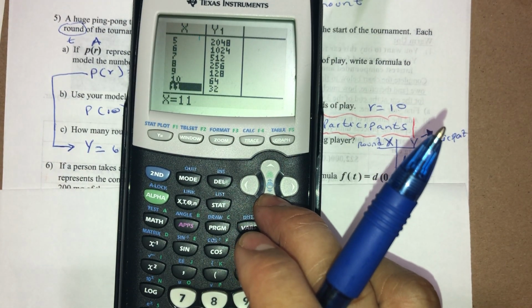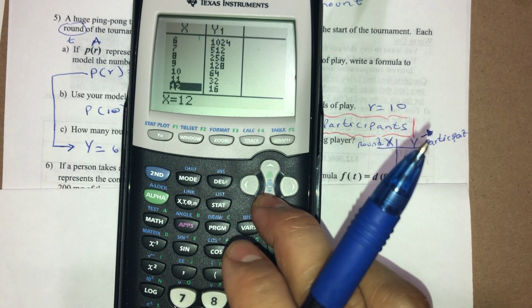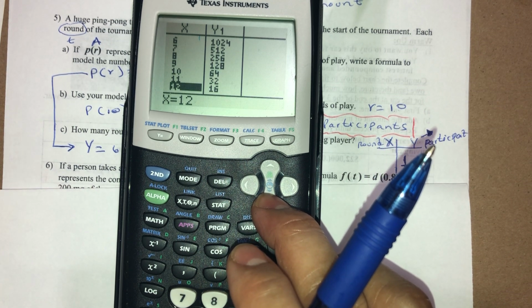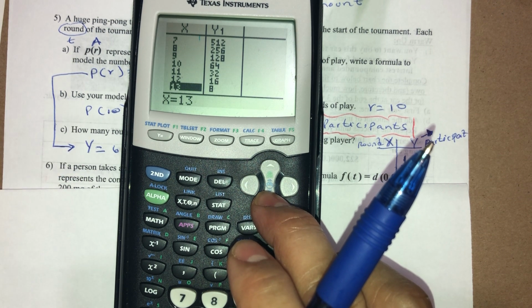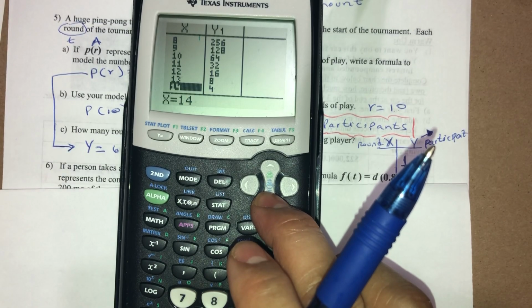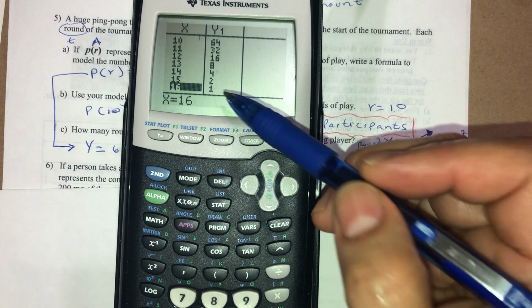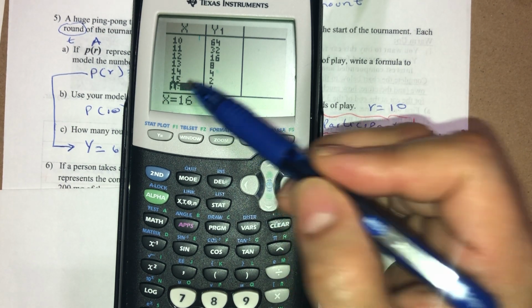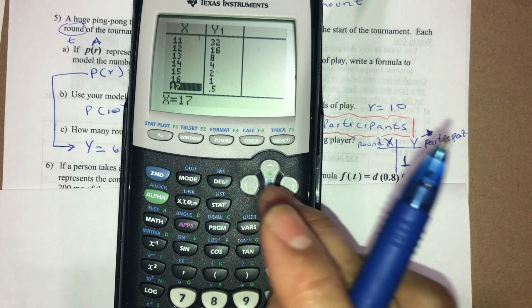After 11 rounds, there's 32 left. After 12, you see you're dividing it by 2, there's only 16. So after 13, it's going to be 8. After 14, it's going to be 4. After 15, it's going to be 2. And after 16 is 1. So the winner will be this one. And if you continue, there's going to be an error.